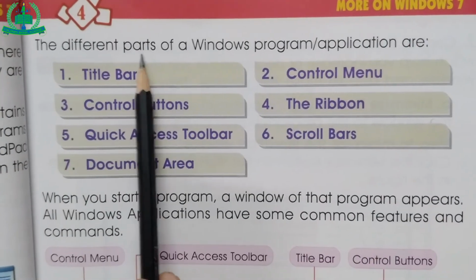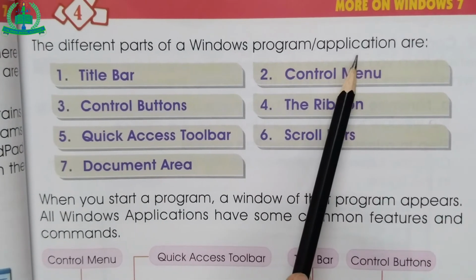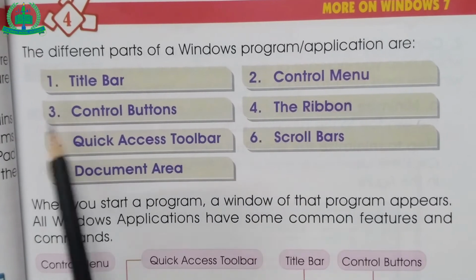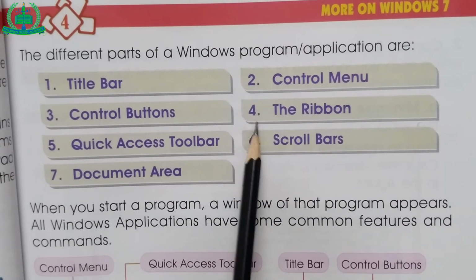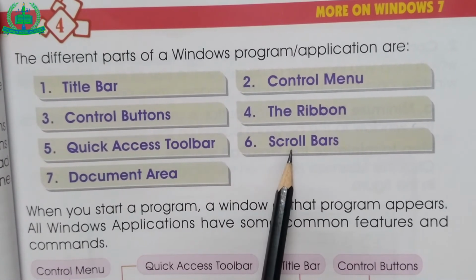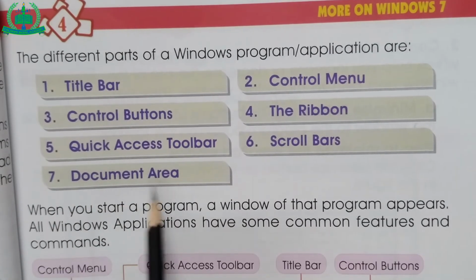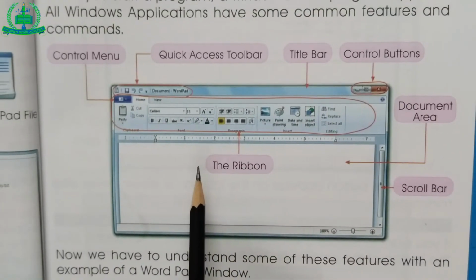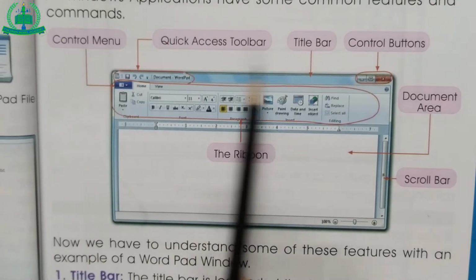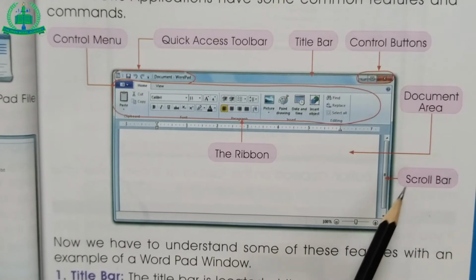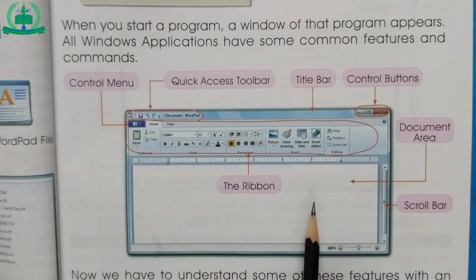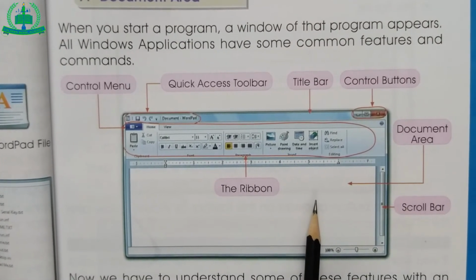The different parts of a Windows program's application are: number 1, title bar; number 2, control menu; number 3, control buttons; number 4, the ribbon; number 5, quick access toolbar; number 6, scroll bars; number 7, document area. When you start a program, a window of that program appears. All Windows applications have some common features and commands. Now we have to understand some of these features with an example of a WordPad window.